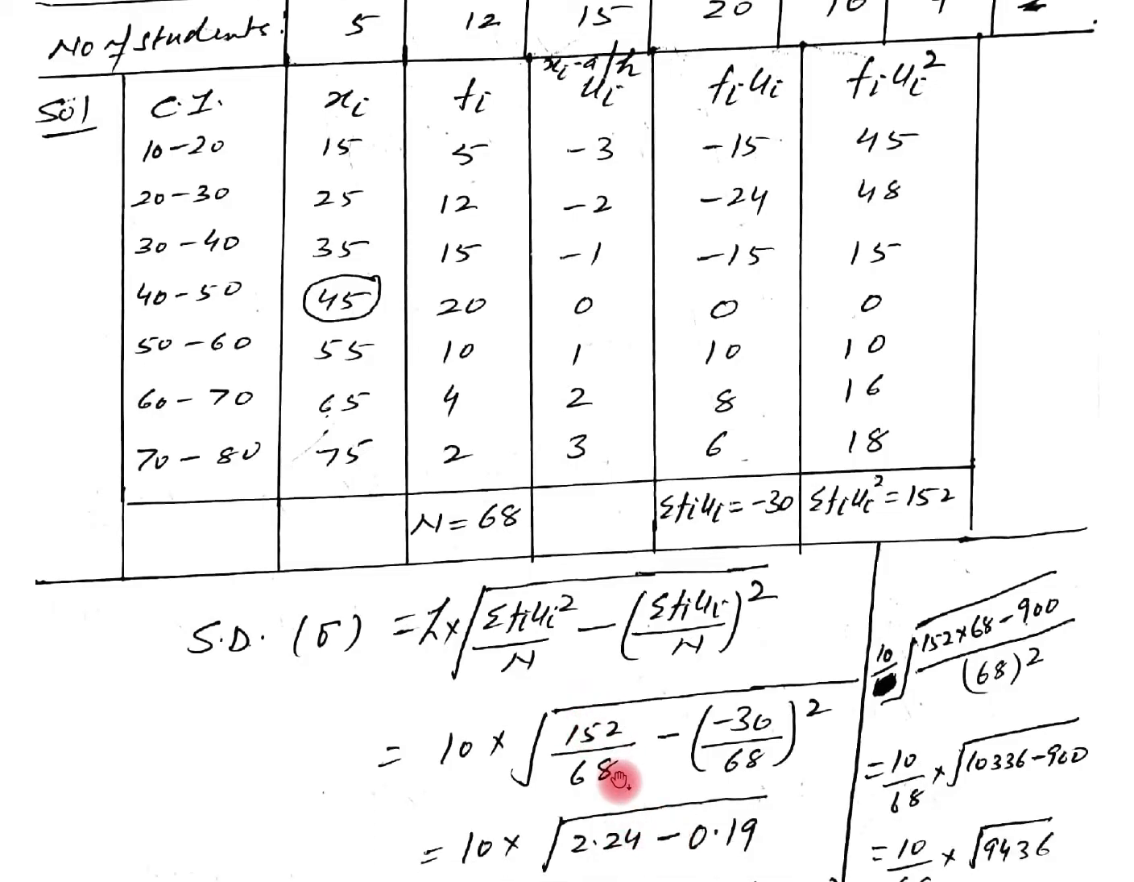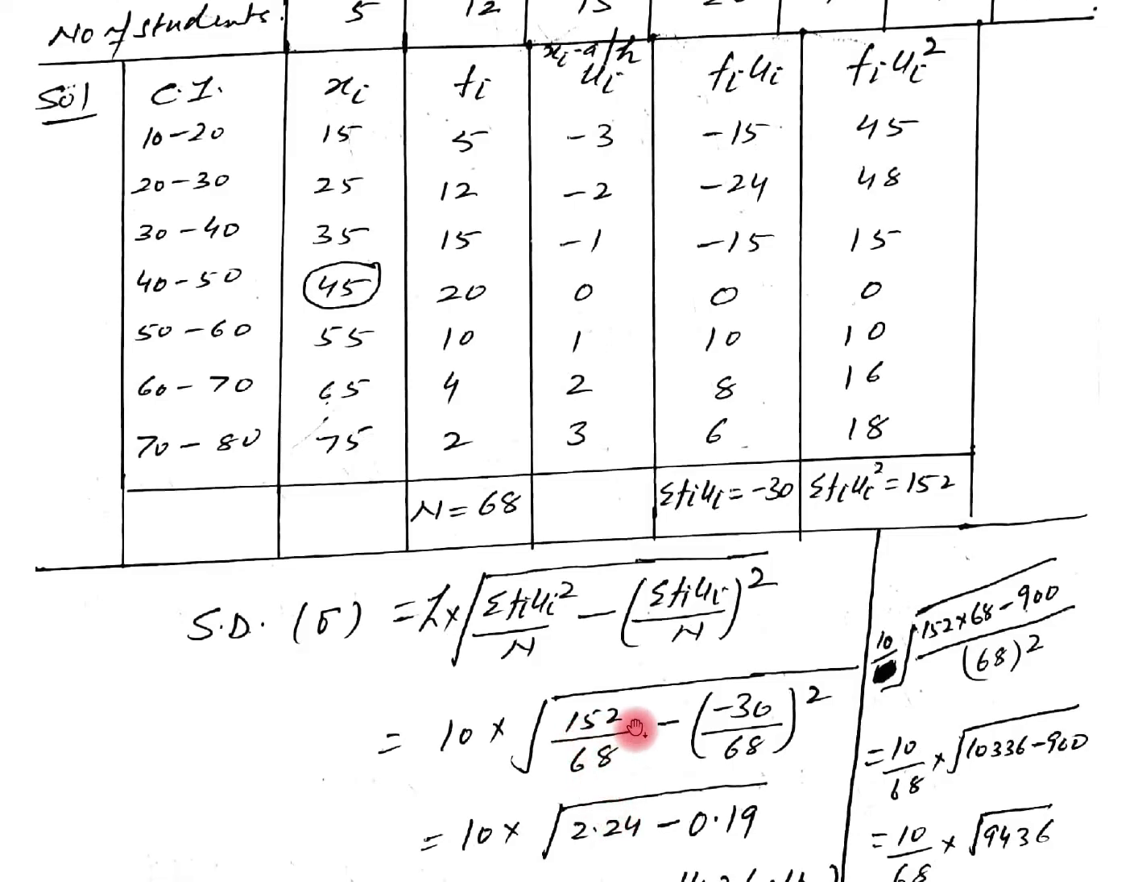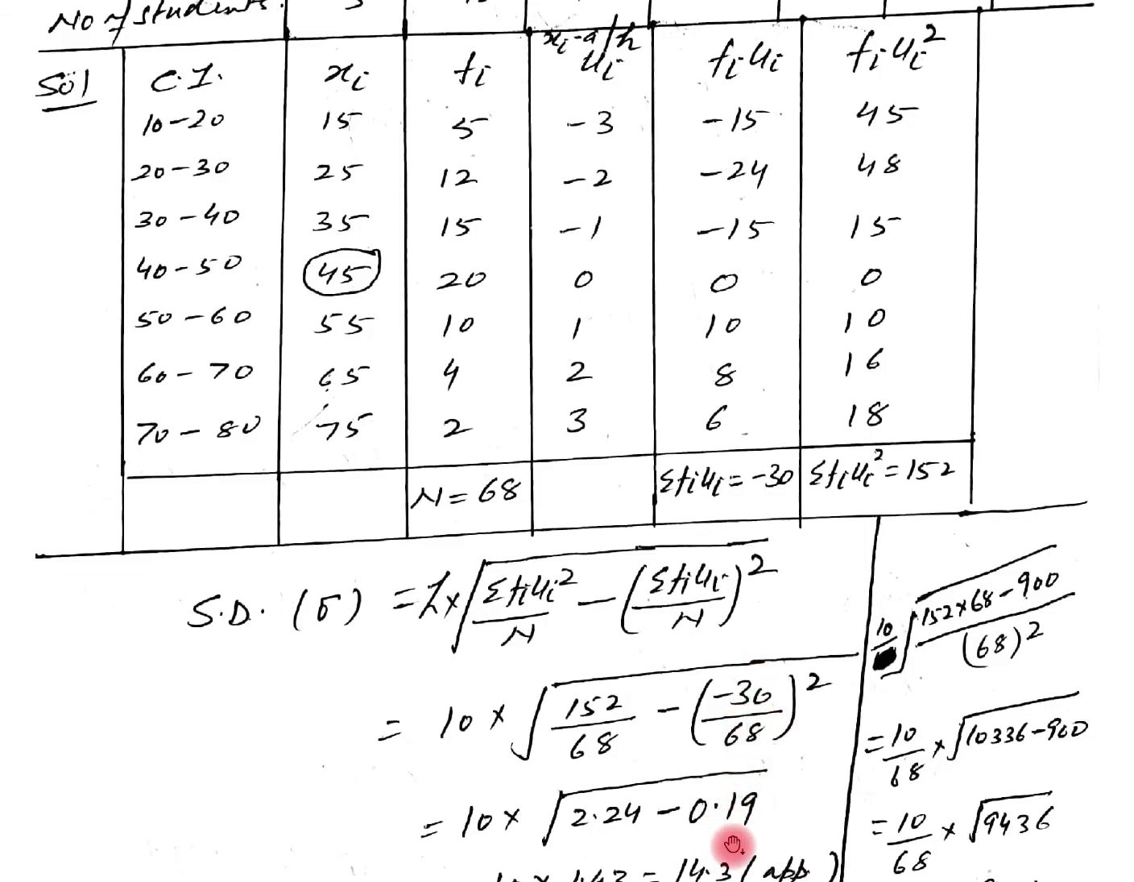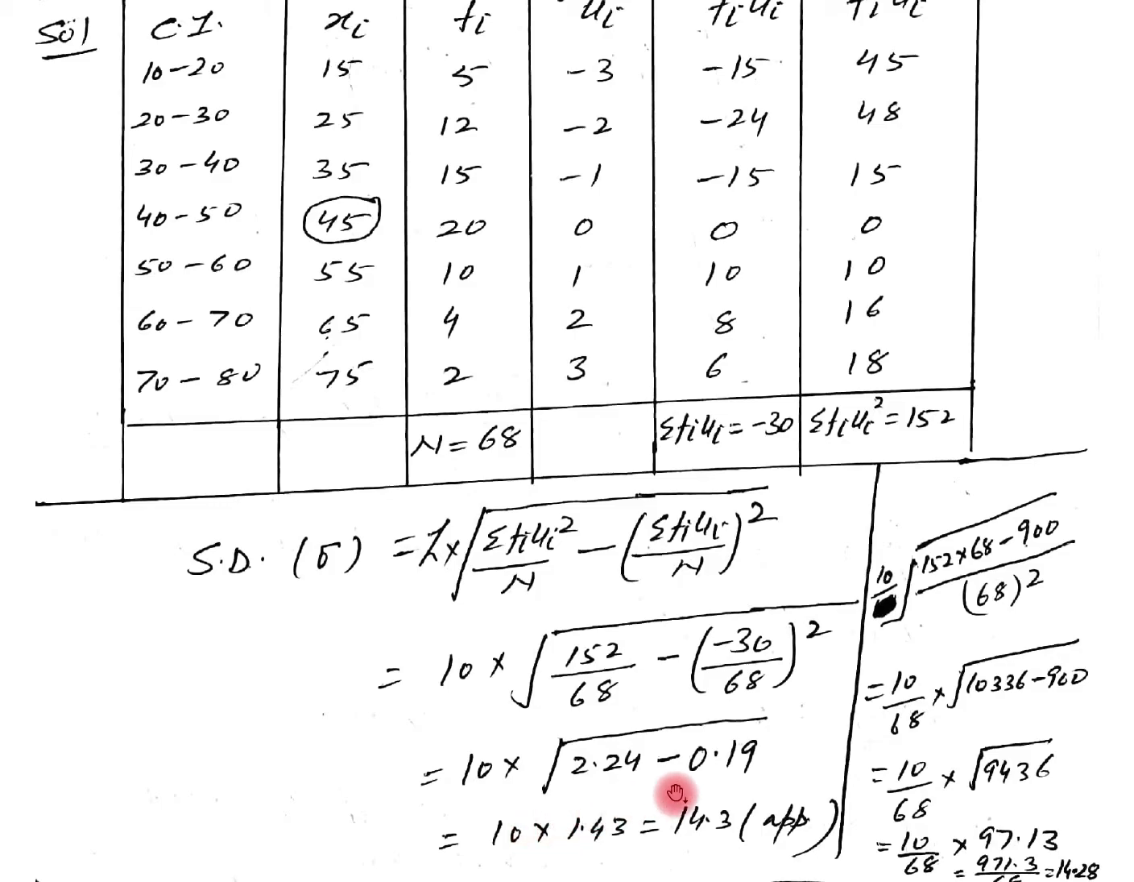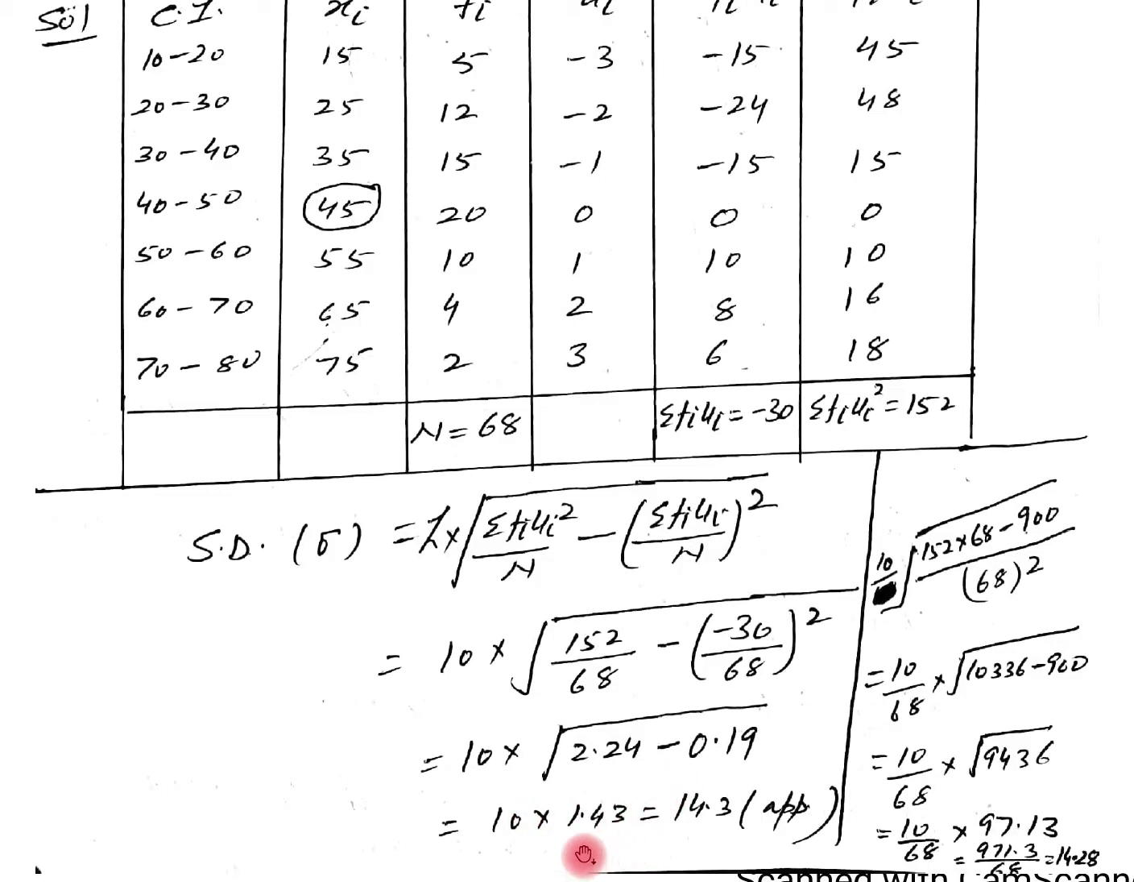In any way you can do the calculations. You can simplify 152 upon 68, which is 2.24. Dividing this and squaring, we are getting 0.19, and subtracting it and taking the square root, we are getting 14.3. So we are getting 14.3 when taking the square root. You can do it any way that is easier for you.